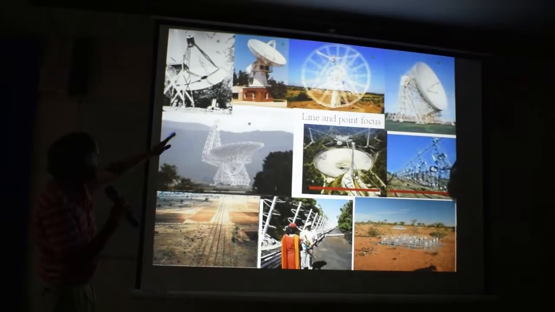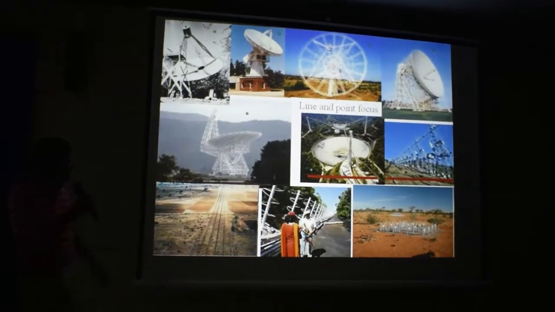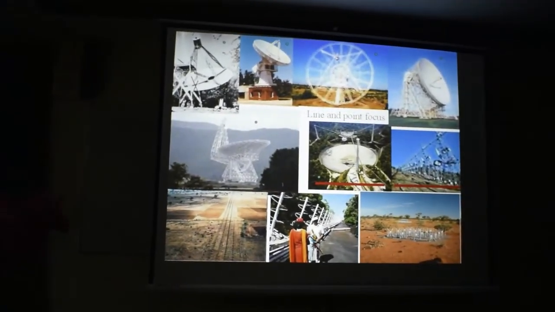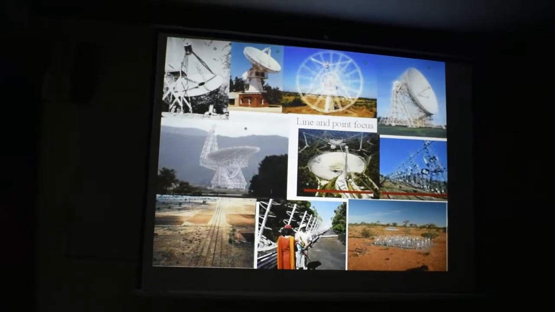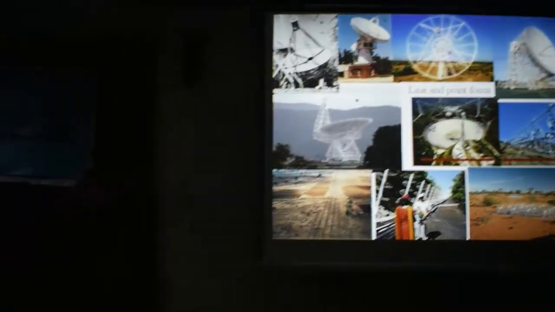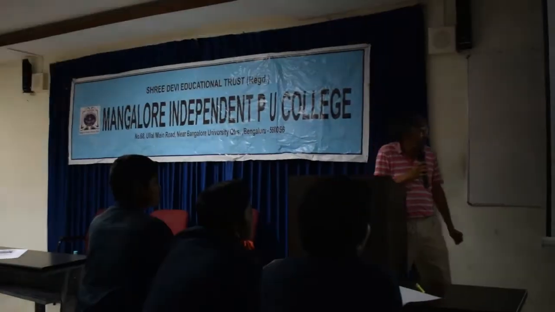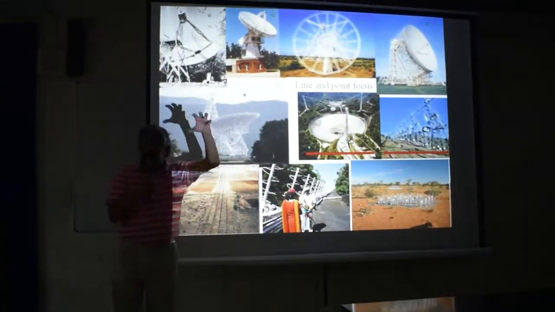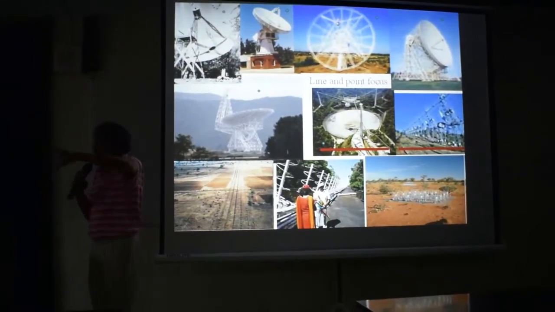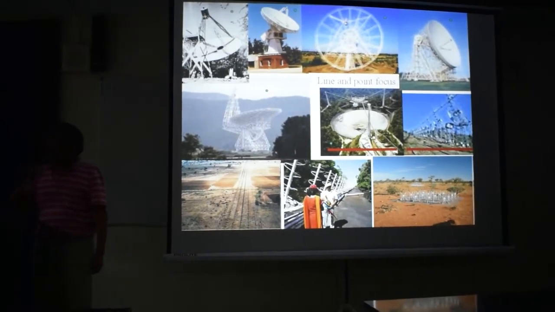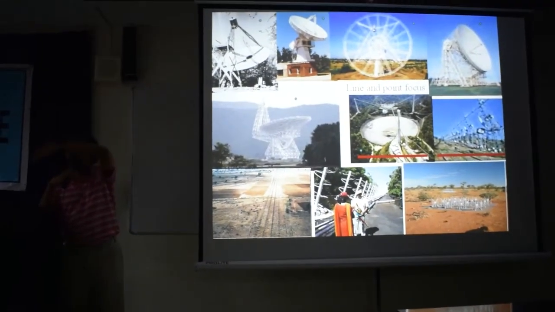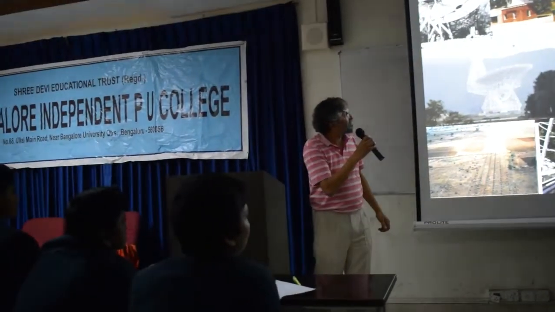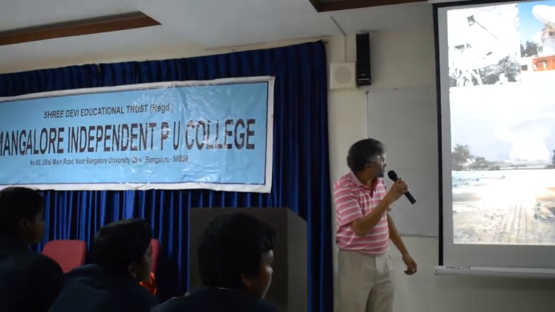So we build telescopes either as big as a few kilometers as a single piece to get appropriate angular resolution, or build arrays, a large number of small antennas or small receptors across a large area, which is what the GMRT is, the Giant Metrewave Radio Telescope.